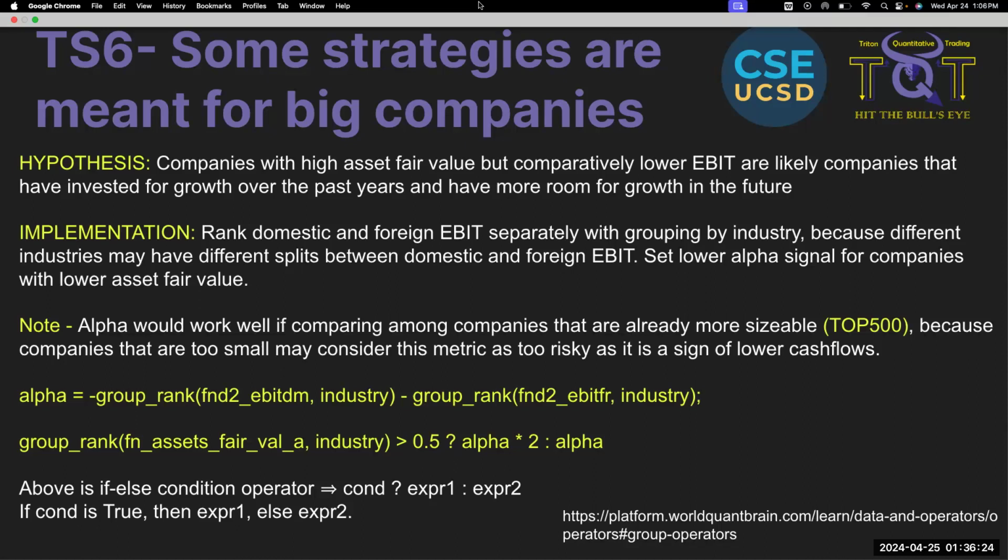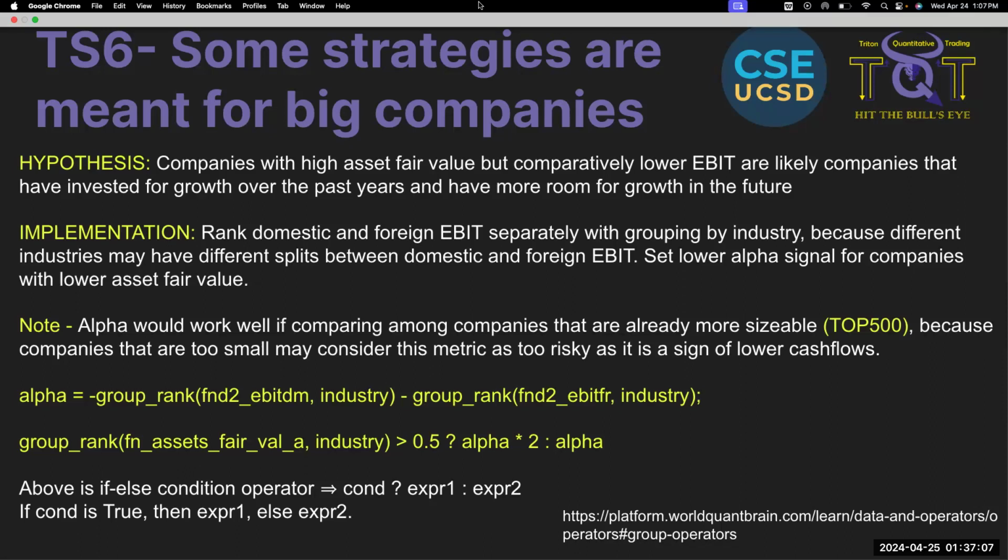So what we do is rank the domestic and foreign EBIT separately, grouping by industry. So we are grouping the EBIT, both domestic and foreign, by industry, because different industries may have different splits, so we are using only one specific industry. Let's say financial. But this would work very well for the bigger companies, right?